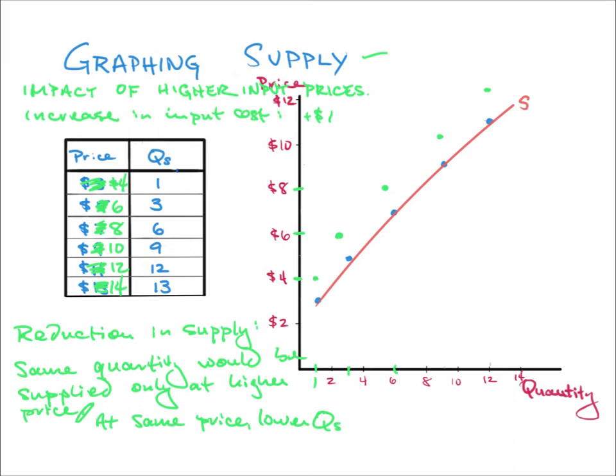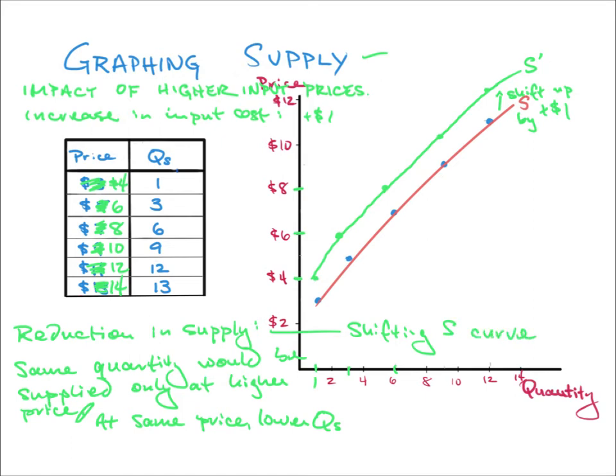All of these values on the original supply curve shift up by plus $1. And so this new supply curve looks like the old one. I'll call this S prime, but it has been shifted up. We could also explain it as having been shifted to the left. So a reduction in supply, graphically, looks like shifting the whole supply curve left or up. Got it? Okay.